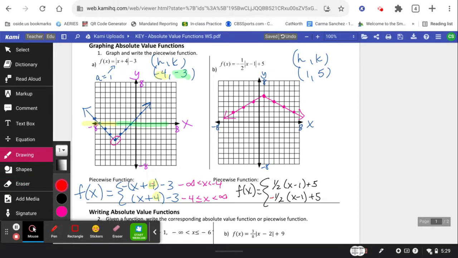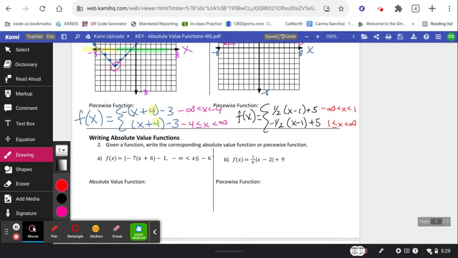All right, domain. We're going from negative infinity up into 1, and then from 1 until infinity. And which one do I want to include the 1 with? I'm going to include it on the bottom function.